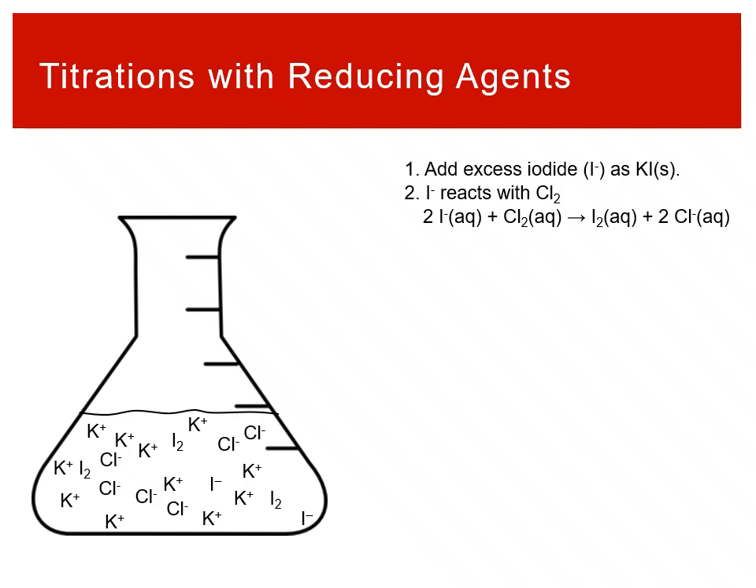And so now I have all these I2 molecules floating around in solution. The number of I2 molecules is going to be based on the number of Cl2 molecules I started with. I'm still going to have these iodides in there, right? I added extra iodide, so the I- is still floating around, but I have only the I2 that has been generated in the reaction with the chlorine.